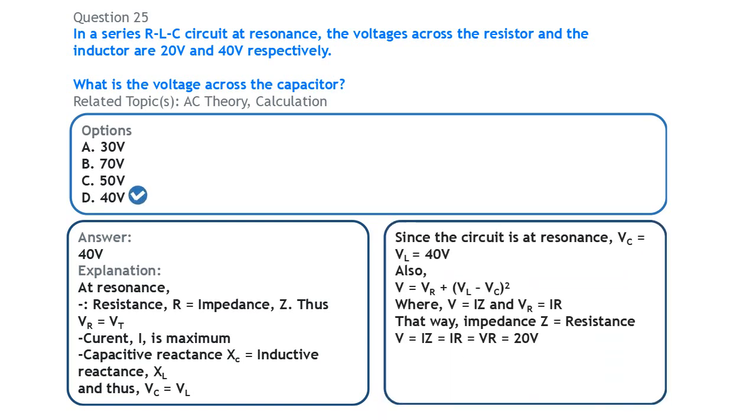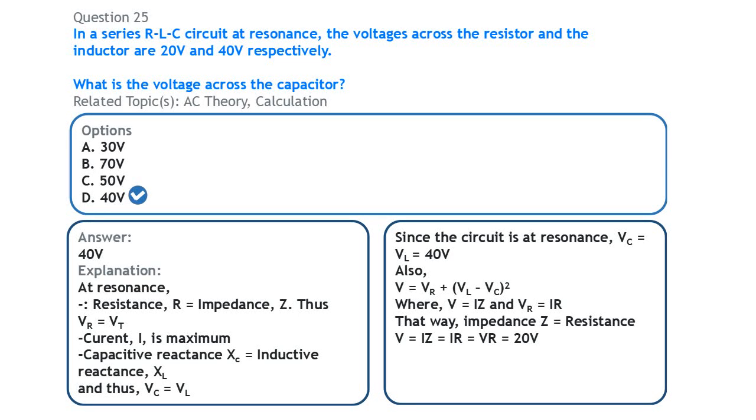across the capacitor must be equal to the voltage across the inductor. And here they said the voltage across the resistor and the inductor are 20 volts and 40 volts. That is, the voltage across the inductor is 40 volts. So that must be the same voltage across the capacitor as well. Okay, so we have 40 volts. It is only by that way that your impedance will be equal to resistance. You can try substituting here.